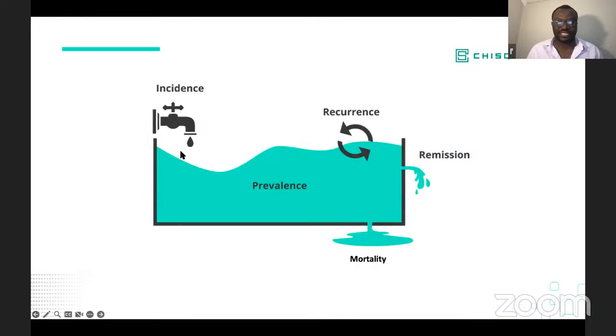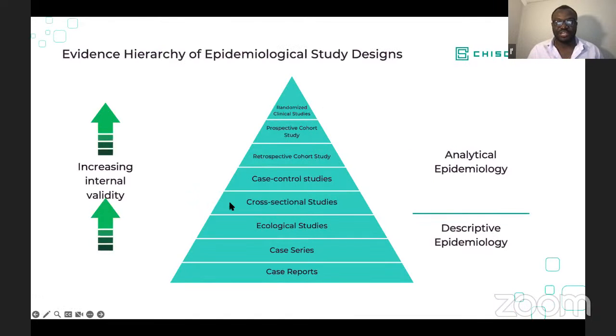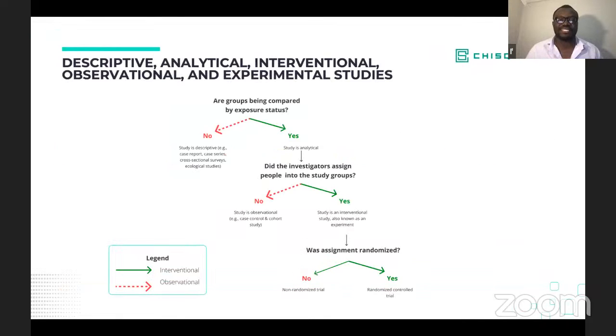So if we go back to that previous screen, all of the studies here from cross-sectional below, there are no two or more groups that we're comparing in terms of exposed or non-exposed or treated or non-treated. So that's why all of the studies at the bottom here are descriptive, whereas all these ones up here are analytical because we're comparing two or more groups. So that's where we start. We start by asking, are we comparing groups by exposure status? Now, if the answer is yes, we are comparing groups, that means that study is analytical.